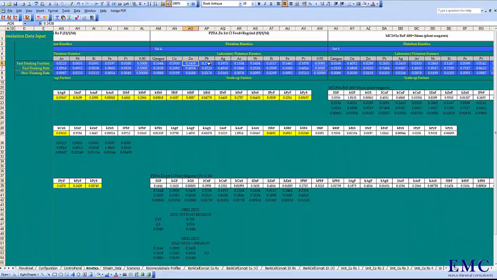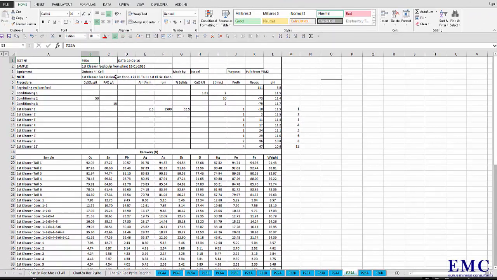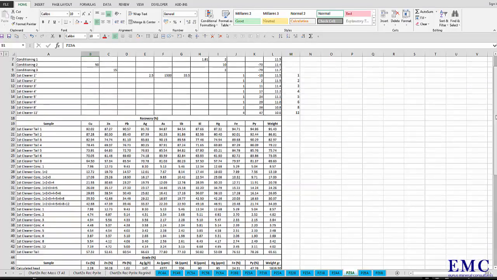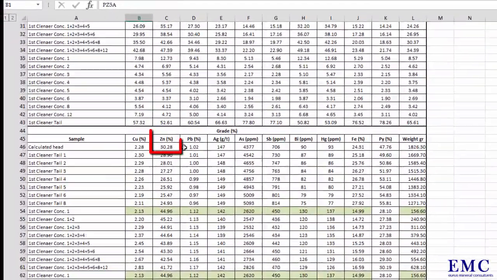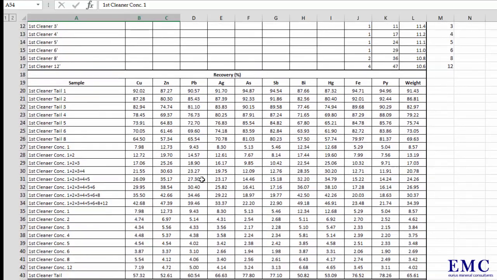So let's see where that comes from. If I bring on board the actual test, this is PZ5A, which is the first cleaner feed in the zinc plant, and I scroll down and you see that it's got a head grade of 30%, and if I highlight the cumulative zinc cleaner concentrate, the zinc assay varies from 45 to about 41%. But you can see that its recovery, the stage recovery across the zinc cleaner in this rate test, is only 47% and a mass pull of 34%.